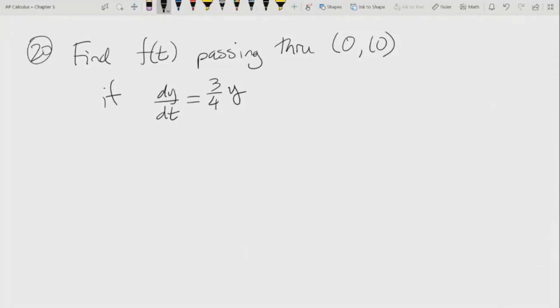This is kind of an interesting little problem, but you work it the same way, where you say, okay, get all your y's on one side, get your t's on the other side. So you could rewrite this and say, well, I've got to divide both sides by y, so it would be 1 over y dy equals 3/4 dt. And you integrate both sides. Now, this is something we've done before, integrating 1 over y. Hopefully this one, anybody remember?